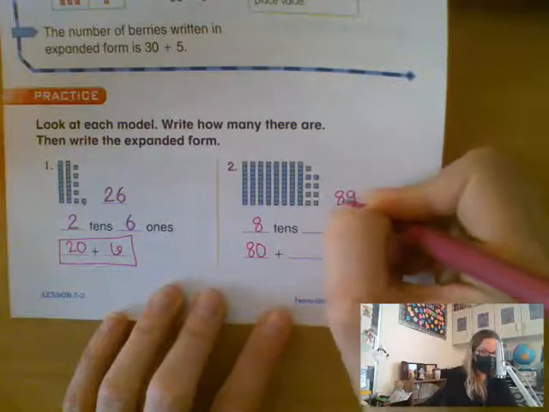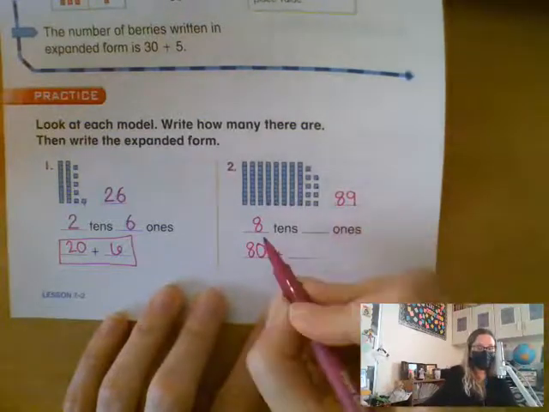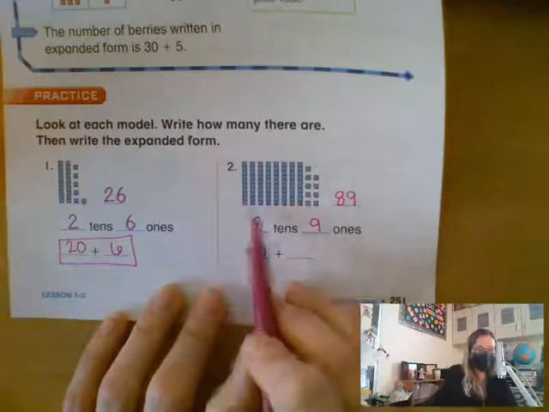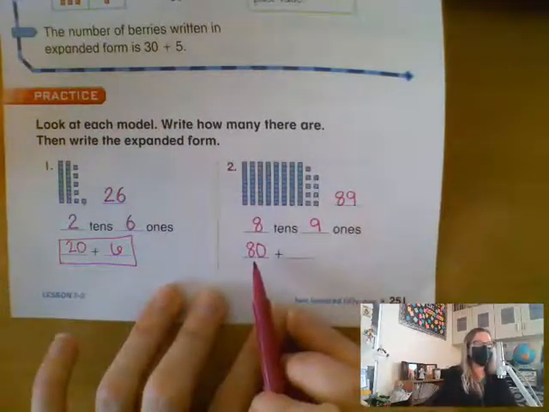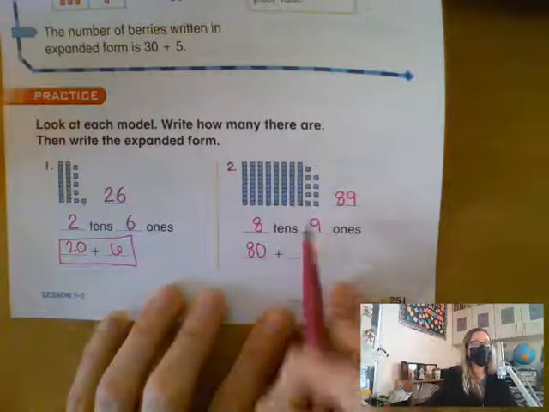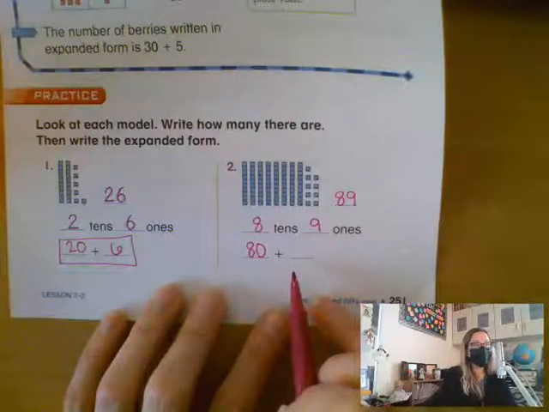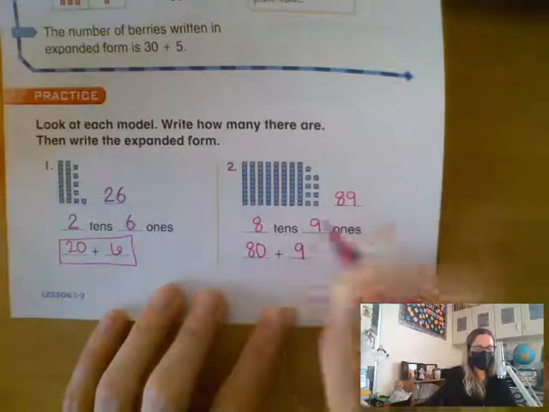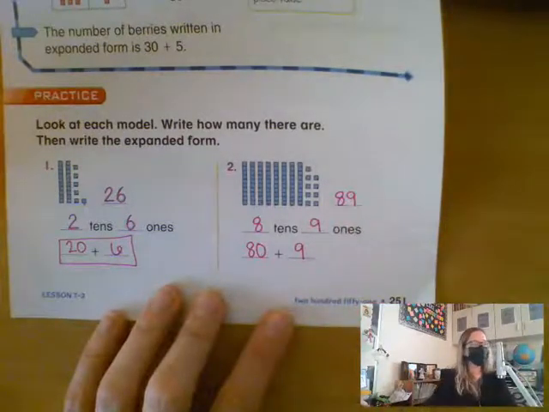I have 8 tens and 9 ones. Breaking it down, 8 tens, 9 ones. I know that 8 tens is 80 cubes. 9 ones is how many cubes? Beckett? 9. So 80 plus 9 is 89 in expanded form. Thumbs up if you're like, okay, this feels kind of easy. It's almost too easy. Like I'm waiting for the mistake to happen because it feels really easy.